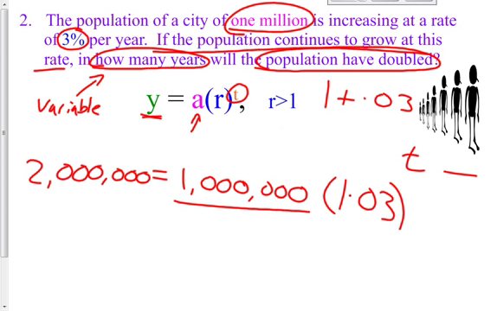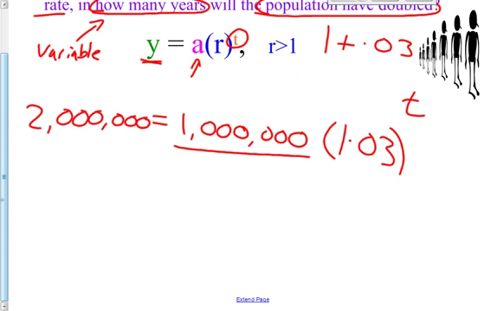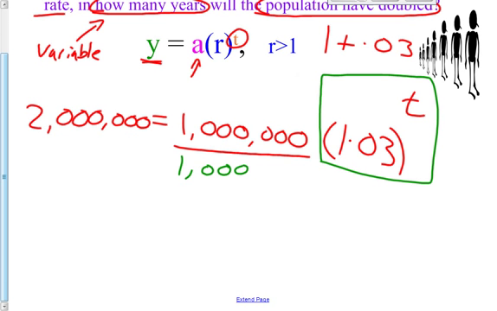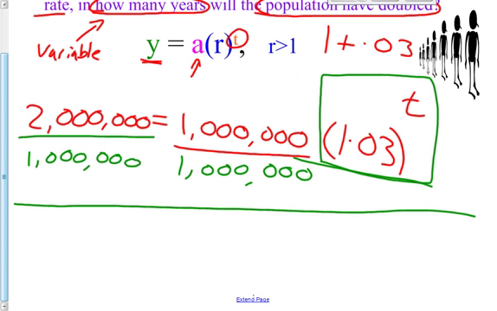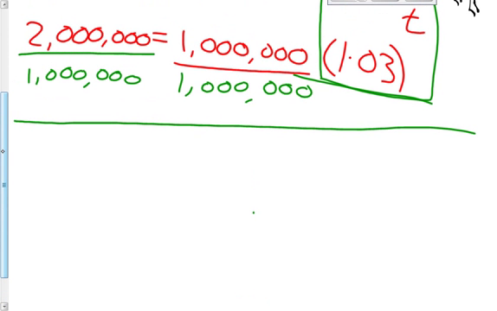Okay? So here's how we solve this one. The first thing we have to do is we need to get this part all by itself. Okay? So let's divide both sides by 1 million. We'll divide the whole thing by 1 million, and then we'll get rid of it from the right. So what do we have on the right side now? All we have is 1.03 raised to the t power. That equals 2 million divided by 1 million, which is just 2. So 2 equals 1.03 raised to the t.